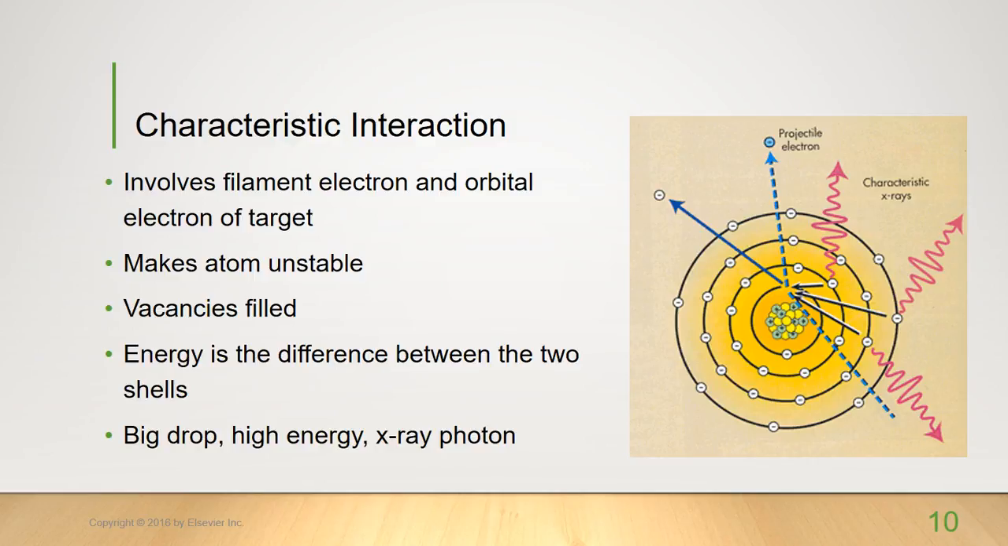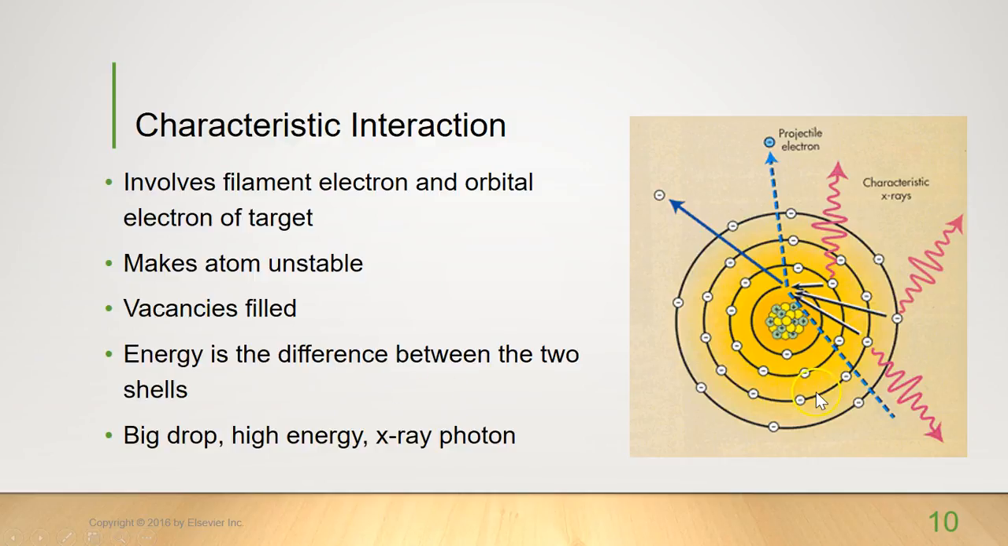Then those vacancies are quickly filled by electrons that drop down from outer shells to fill the inner shell vacancies. And as it does this, it emits excess energy as a photon. The energy of the photon is the difference between the two shells. If it's a big drop, the photon has a high energy level, and that is what an X-ray photon is.